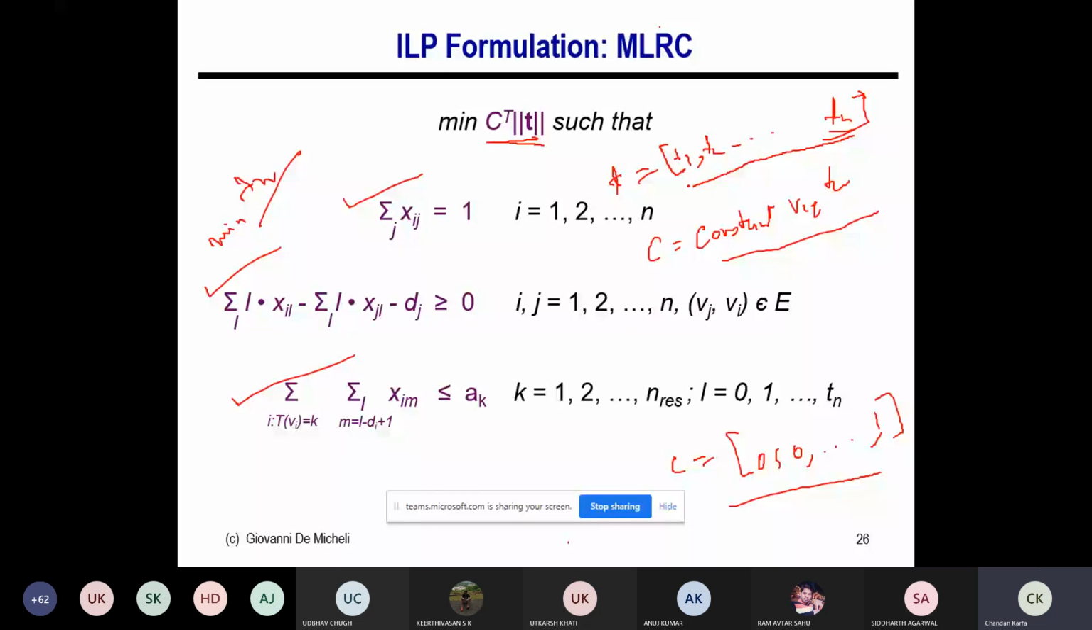So since we assume that there are n such nodes, t1 is the start time of operation 1, t2 is the start time of operation 2, and tn is the start time of operation n. And c is a vector of constants, a vector of size n. And c transpose is the transpose of c. So c transpose is nothing but n cross 1, right?